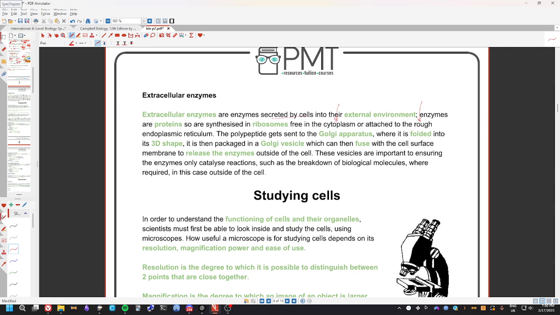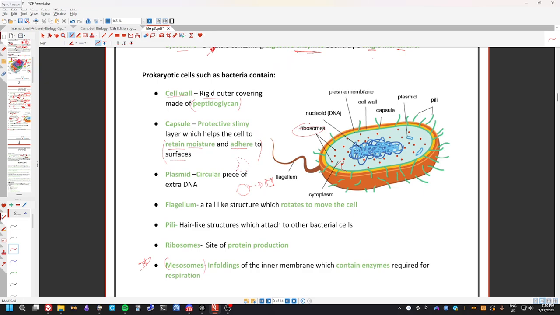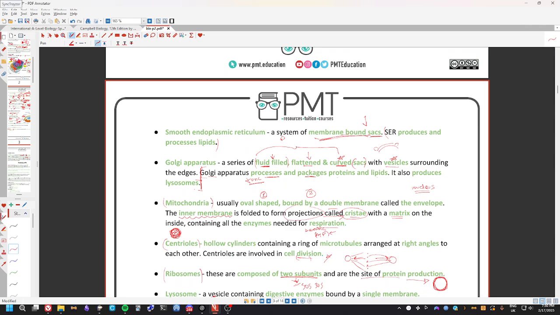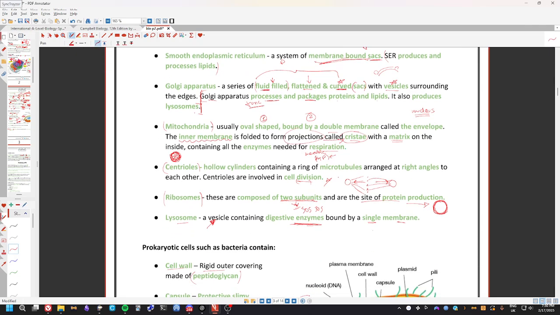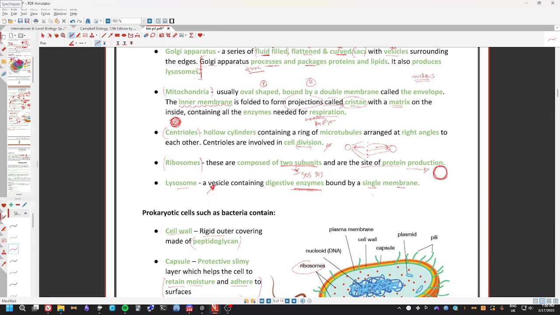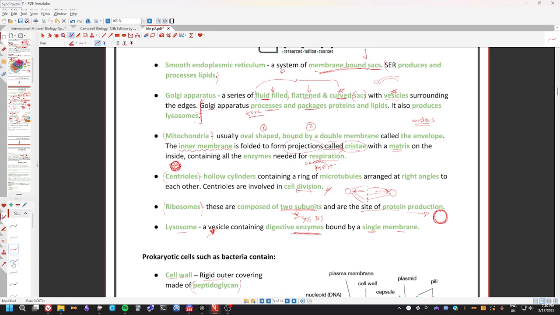The polypeptide gets sent into the Golgi apparatus where it's folded into its 3D shape. Then it's packaged as a Golgi vesicle. So first of all, the Golgi apparatus. What do we remember for the Golgi apparatus? Well, we do know that it packages them, right? That's what we remember. But it also processes. So it processes and packages proteins and lipids. So remember the first two: it processes, and it packages proteins and lipids.